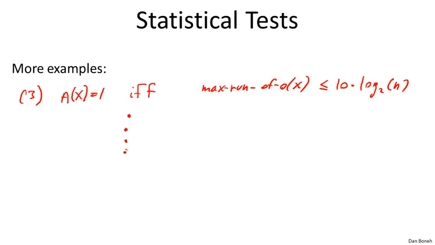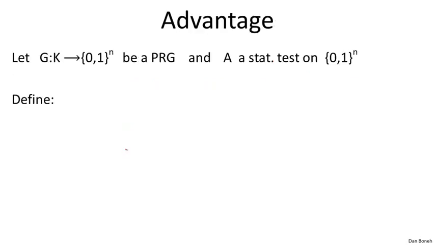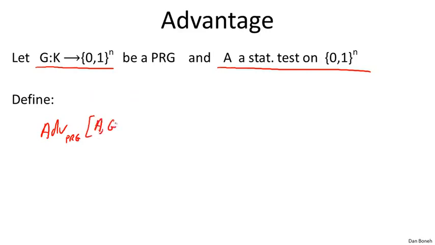But before we talk about actually defining security, the next thing we talk about is how do we evaluate whether a statistical test is good or not. So to do that, we define the concept of advantage. So let me define the advantage. So here we have a generator that outputs n-bit strings, and we have a statistical test on n-bit strings. And we define the advantage of this generator, I'll denote it by advantage sub PRG, the advantage of the statistical test A relative to the generator G. I'll define it as follows.